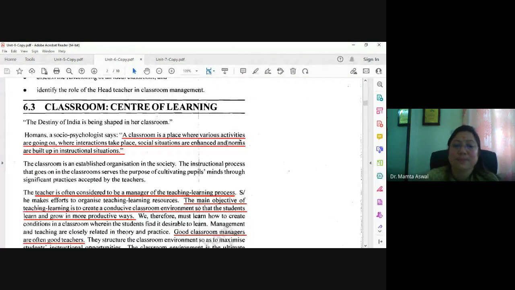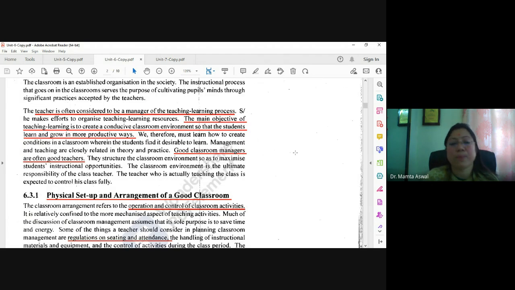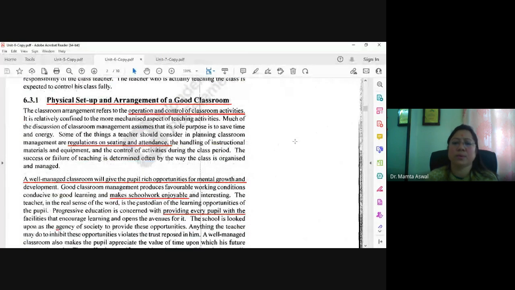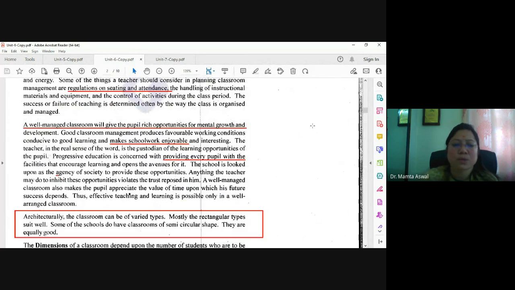So classroom is basically a hub or a point where the learning takes place. Here many activities take place, and a variety of students from different social backgrounds come together in a classroom. So social ethos are also developed there. The teacher has a very important role to play here, because he has to manage that particular classroom. We have discussed earlier also how to set the physical setup of a classroom, like seating arrangement. We have talked about seating arrangement.